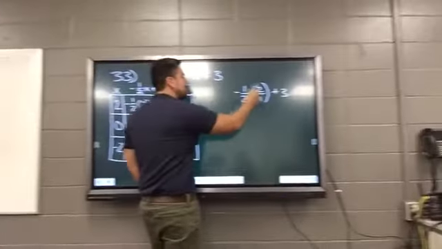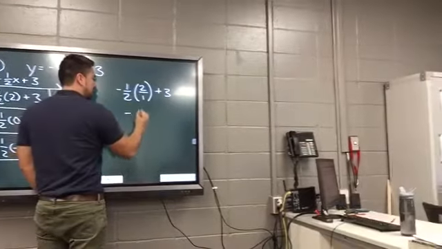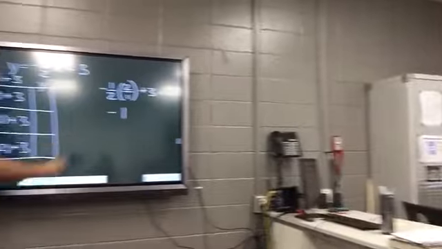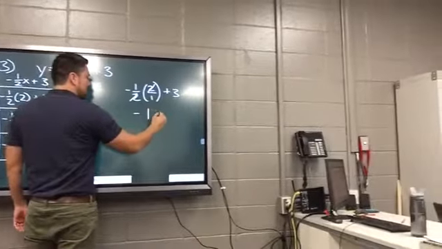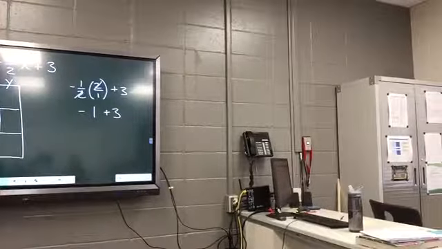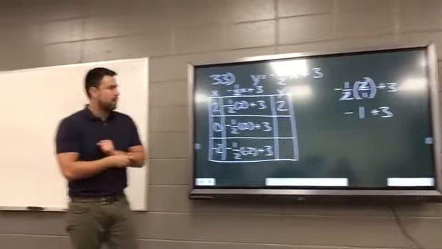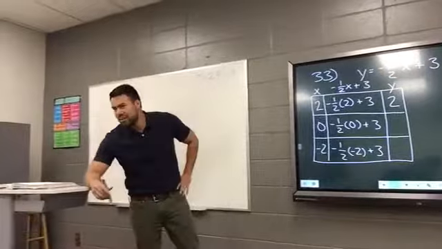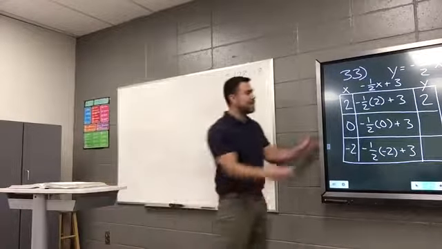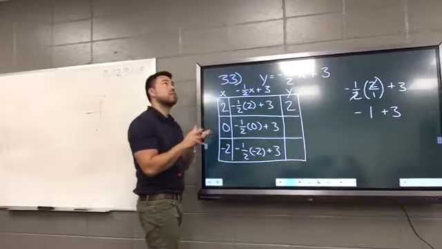Okay. So what's negative 1/2 times 2 over 1? Negative 1, right? Because don't these 2's cancel each other out? And what's negative 1 plus 3? 2. So that's my y value. And you know why I like 0? Because it's nice. What's negative 1/2 times 0? 0.